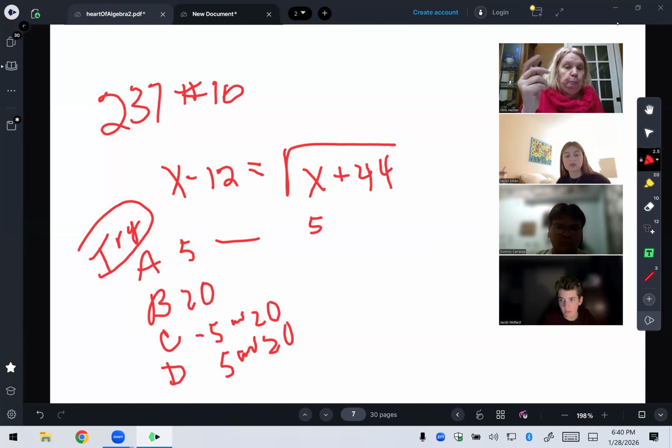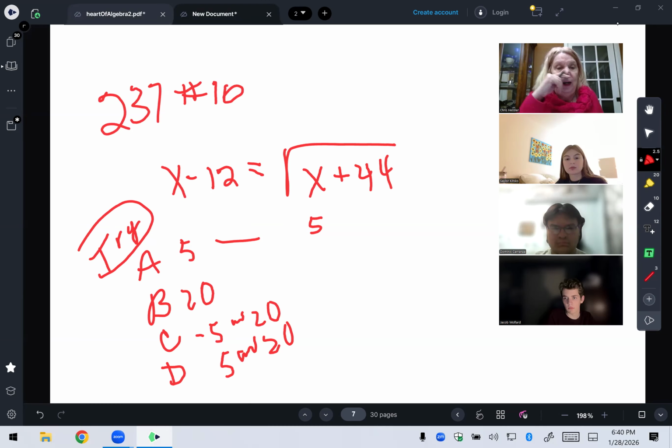-5 and 20. 5 and 20, I have that. But that looks like a minus sign. That's what I'm trying to say. Oh, is that an "and"? Yeah, that's an "and." Sorry, it's hard to write on this.